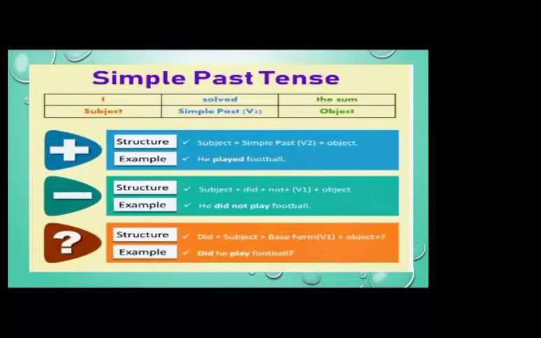That is the interrogative sentence structure. Did plus subject plus base form of verb plus object plus question mark. Here the sentence starts with the auxiliary verb and ends with a question mark in the interrogative sentence. So again, as the auxiliary verb is in the past tense, we'll use the base form of verb, that is the verb's first form. So the example to this is, did he play football?